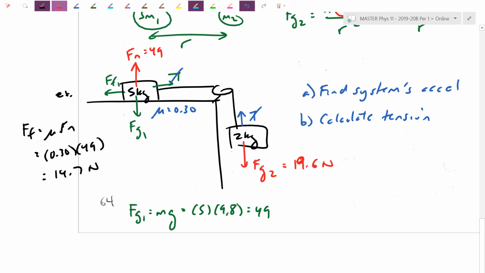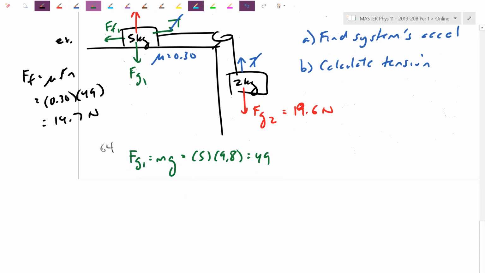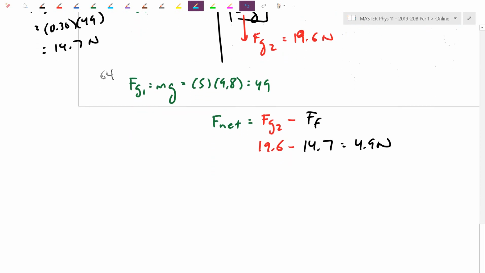Who wins between these two? This case here is Fg2. We can then set up the final formula here. F net, in this case, we go bigger minus smaller just to avoid positive and negative issues. So I know Fg2 wins this time. So Fg2, 19.6 minus 14.7. To give me a net force, double checking my numbers as I go through here, I'm getting 4.9 newtons. This is an overall unbalanced force. This is what we call a net force.